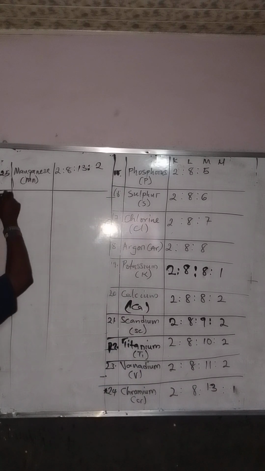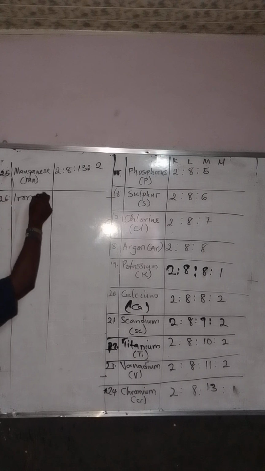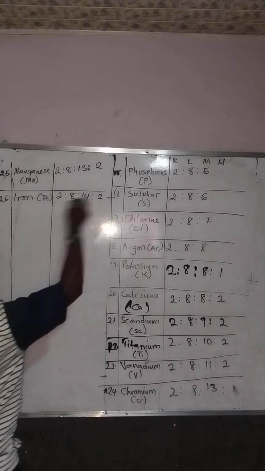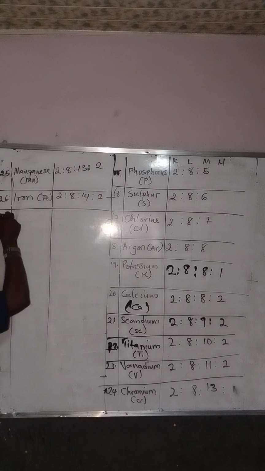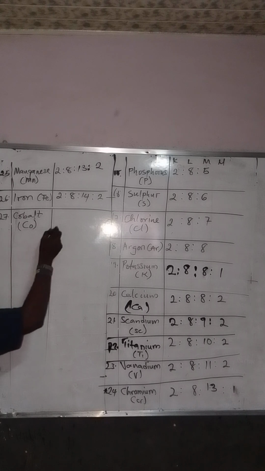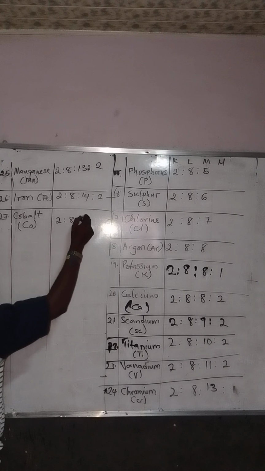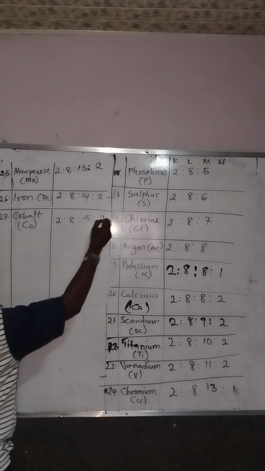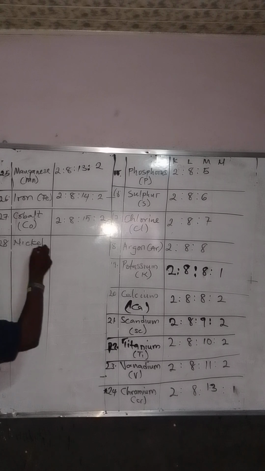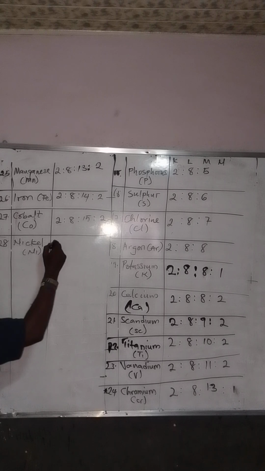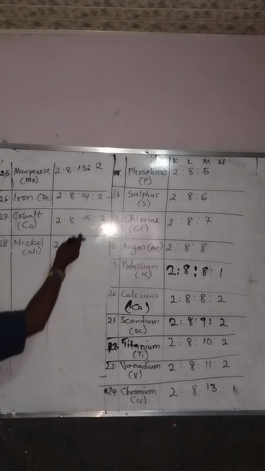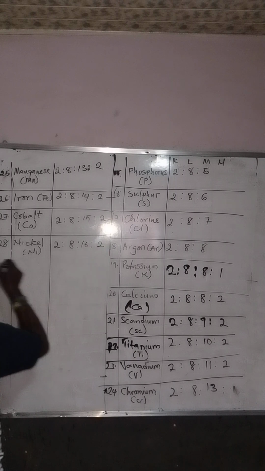Then the next one, number 26, iron, Fe. So that's 2, 8, then 14, then end in 2. The next one is 27, cobalt, Co. This is 2, 8, 15, then 2. The next one is 28, nickel, Ni. Nickel will now be 2, 8, what? Then what? Nickel is 2, 8, 16, then 2.